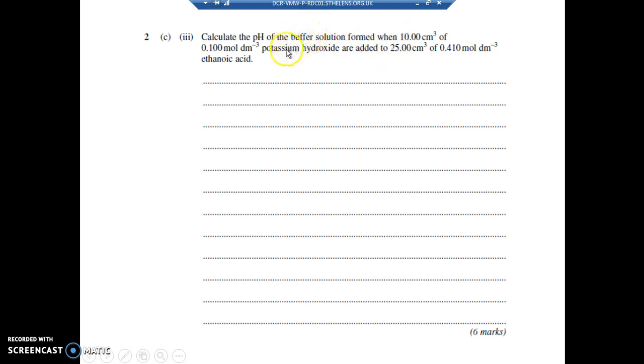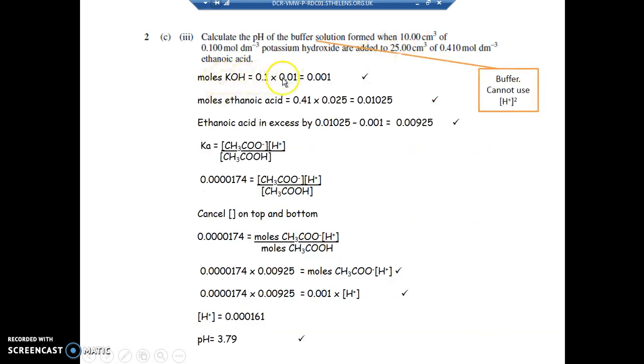When you see the word buffer, because you've got a strong base reacting with a weak acid, then the rules change. But it starts off normally: 10 centimetres cubed, which is 0.01 decimetres cubed, of 0.1 concentration potassium hydroxide. Concentration 0.1 equals moles divided by 0.01. I multiply the two together to get the number of moles of potassium hydroxide. I do the same for the ethanoic acid: 0.41 multiplied by the volume in decimetres cubed, 0.025. Multiply the two numbers together to get the number of moles of ethanoic acid.